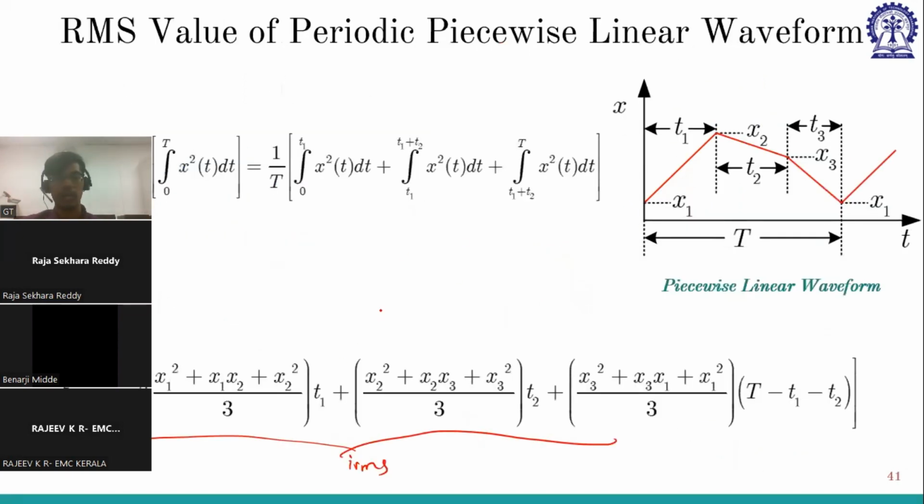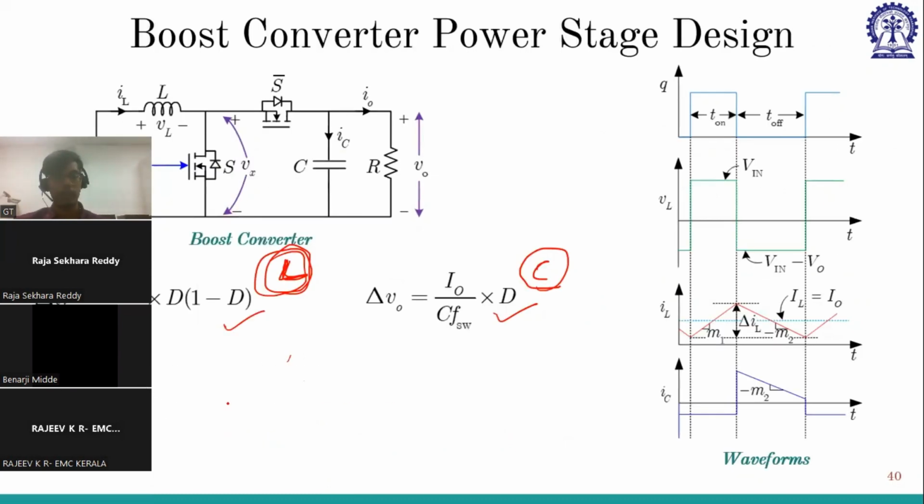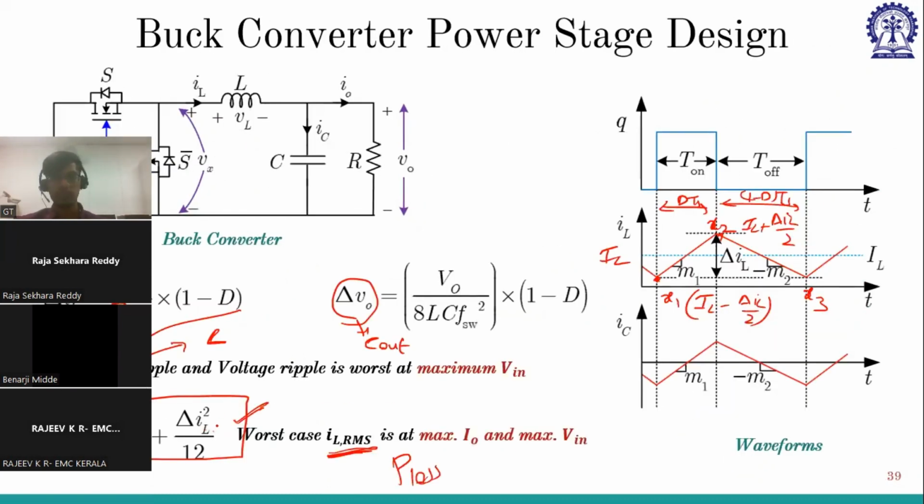And this is the IRMS for a piecewise linear waveform. This is the formula that you can remember. It is actually a very good formula, so that you can calculate the IRMS easily. It's very easy. Please try to use this to prove this. And if you face any difficulty, we'll discuss it in the next session.